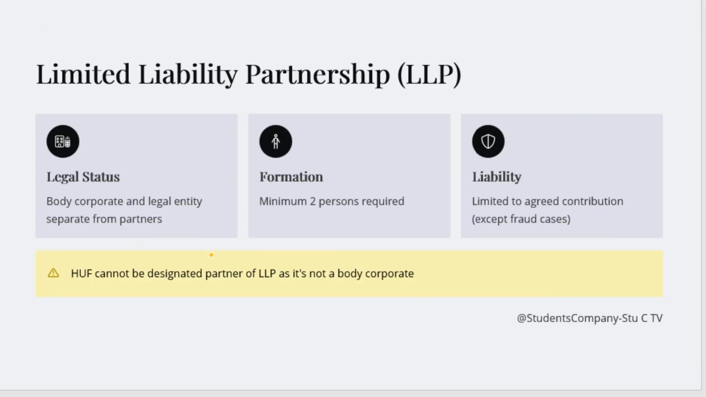Then LLPs, they are body corporate and legal entities separate from partners. So there should be a minimum of 2 persons for forming an LLP, and the liability of these members will be limited to their agreed contribution except for fraud cases. If it is determined that there is a fraud, then their liabilities become unlimited. Okay. HUF cannot be designated partner of an LLP, as it is not a body corporate. So HUF cannot be part of an LLP. Of the two members, one cannot be an HUF.